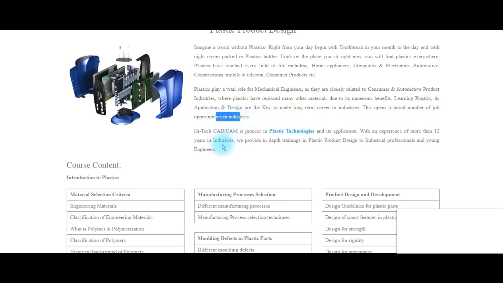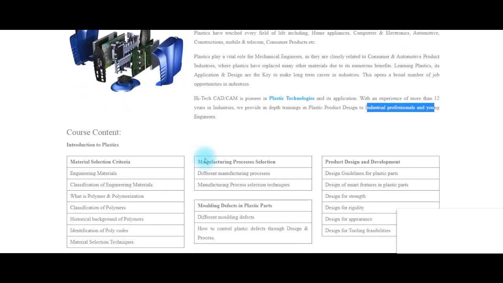And this high-tech company is a pioneer in plastic technology and its application. This is a company having 12 years of experience in industry, and they provide in-depth training in plastic product design to industrial professionals and young engineers. Let us see the course content.